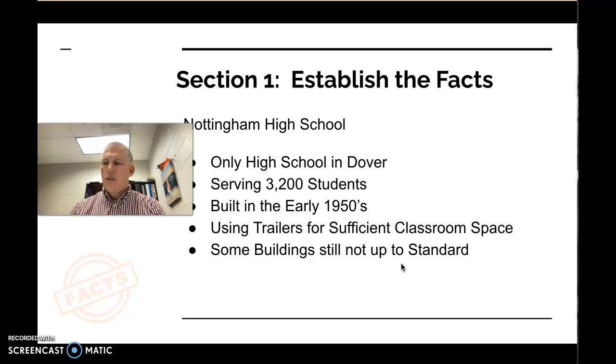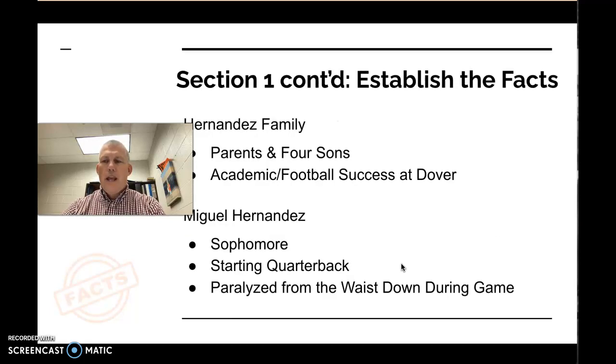I currently serve as the principal of Nottingham High School. The school was built in the 1950s and operates as the only high school in Dover, with an enrollment of around 3,200 students. As enrollment has increased, many of the buildings have been updated to meet state or federal standards, but approximately a fourth of the buildings have not been brought up to code, and some classes have to be held in relocatable trailers.